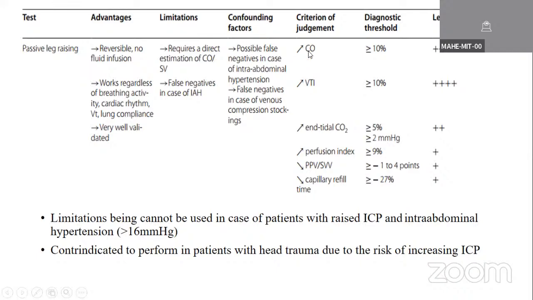When we measure with a real-time cardiac output monitor with a threshold of more than 10%, it has a very good level of evidence. And by using the VTI at the threshold of more than 10%, this also has a good level of evidence. The limitations are that you can't use it in patients with raised intracranial pressure or intra-abdominal hypertension.